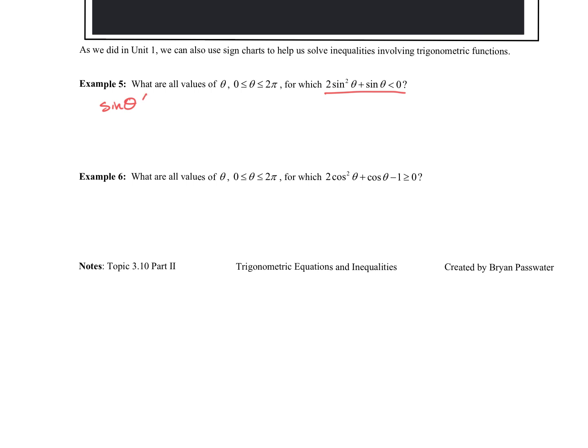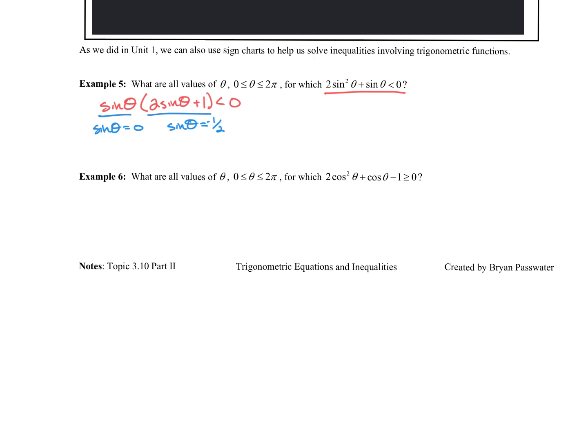And so I have sine theta times 2 sine theta plus 1 is less than 0. Then we're going to use that zero product property just like yesterday. I'm going to set sine theta equal to 0 and 2 sine theta plus 1 equal to 0. So I have sine theta equals 0, and on the other one, sine theta equals negative 1/2.